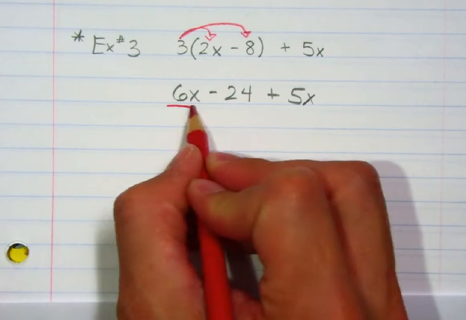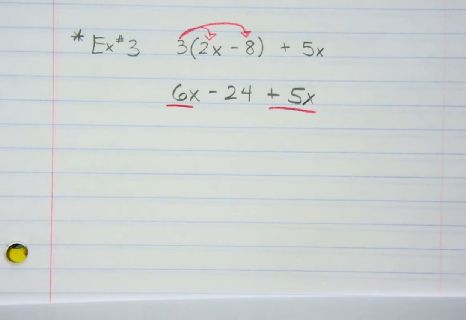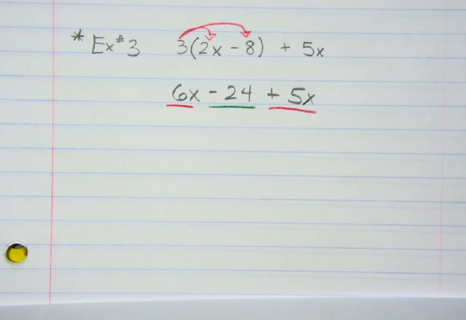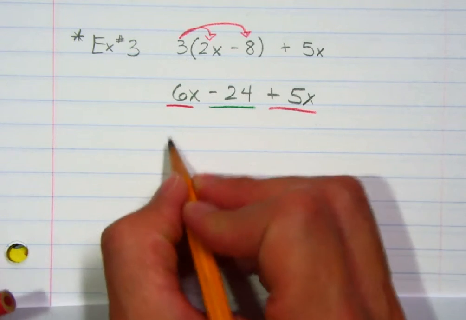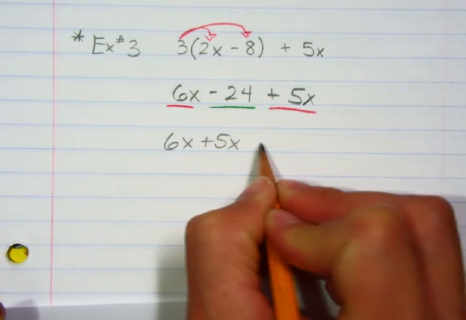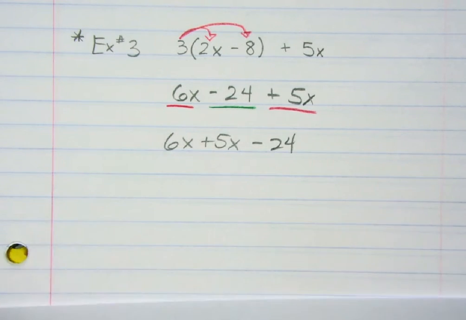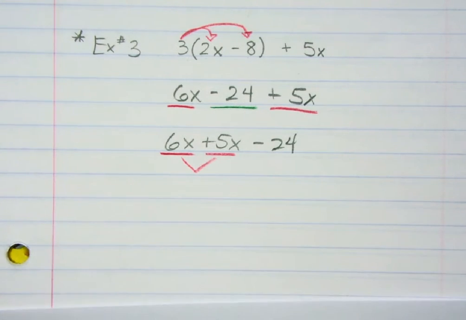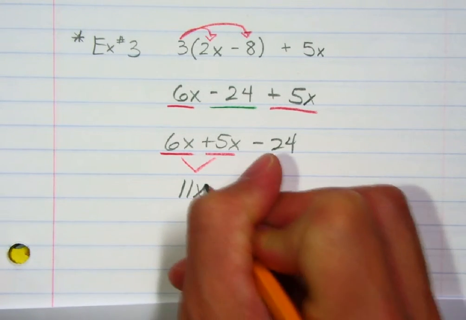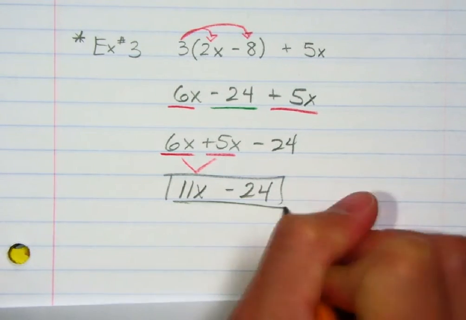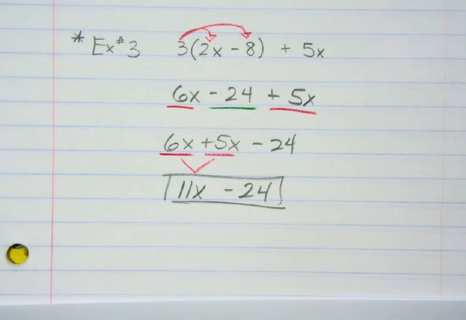Now I notice that 6x and 5x are like terms, and this negative 24 is unlike the others, so I would not combine that with anything. I can rearrange this if you like. I get 6x and 5x, I put those next to each other, and the negative 24 I put over to the side. Again, these two are like terms, so I can combine them and get 11x. This last one is not like anything else, so I'm going to leave it alone. That would be a simplified answer to that expression.